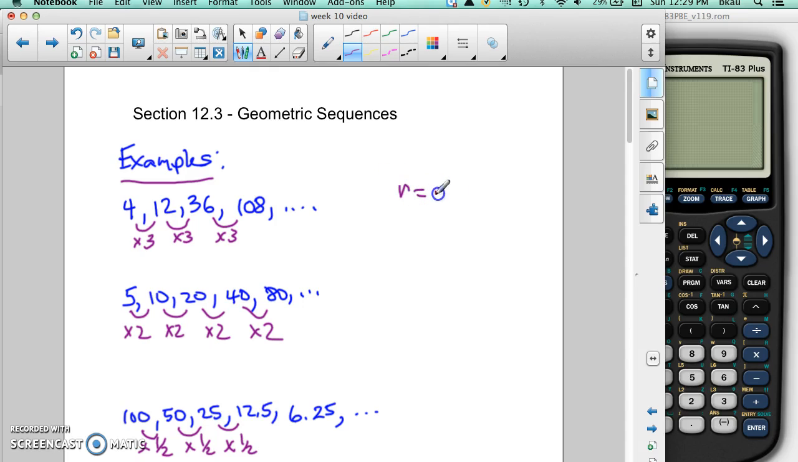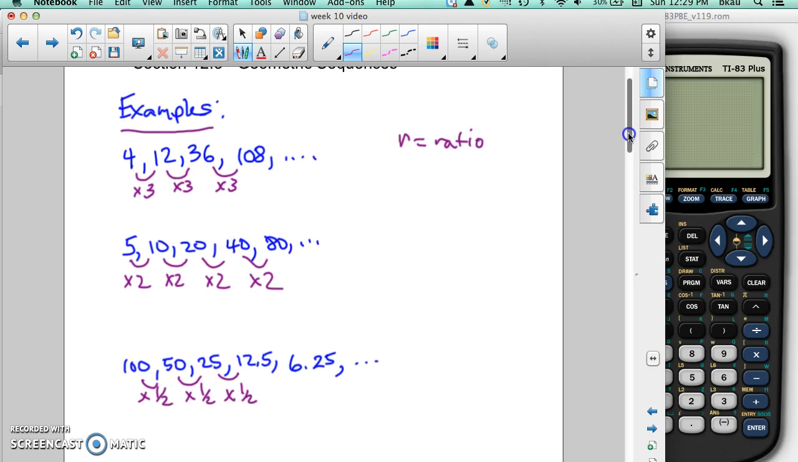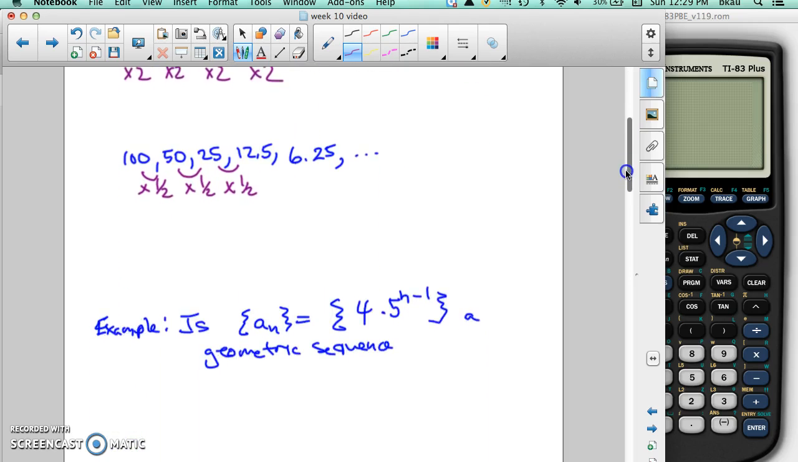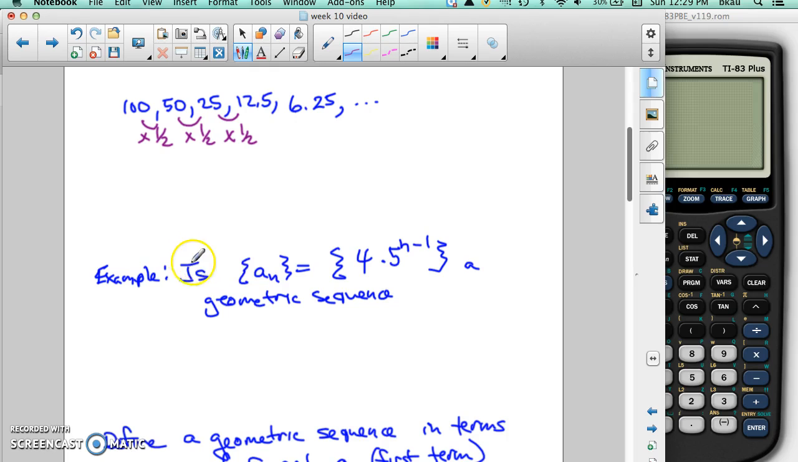We can denote it R for the ratio of the geometric sequence, and we're going to look at how we can determine the geometric sequence from that ratio. So geometric sequences have the same ratio throughout their terms. So if we check a sequence to see if it's geometric, what we would do is write out the first few terms. Let's say on this one we're going to start with 1 for the first term, and 2, and so on.